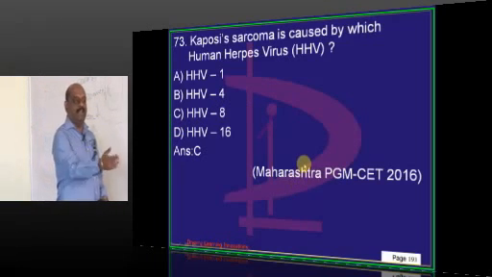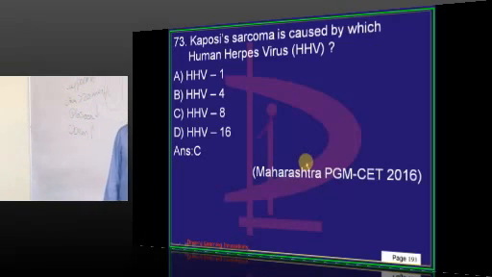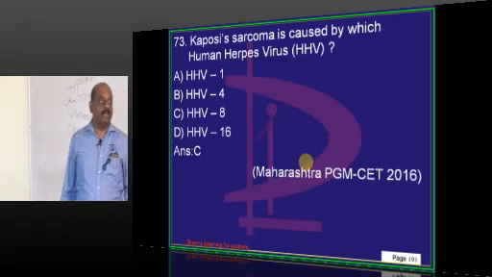What was the recent question in COVID-K? HHV, what is varicella zoster virus? Which human herpes virus? 3 are the, what is that? 3, no?